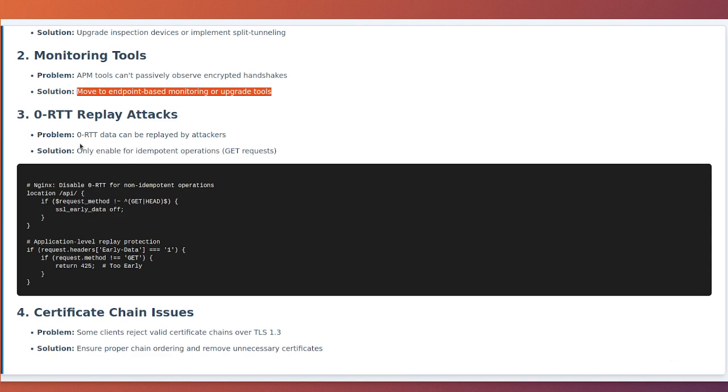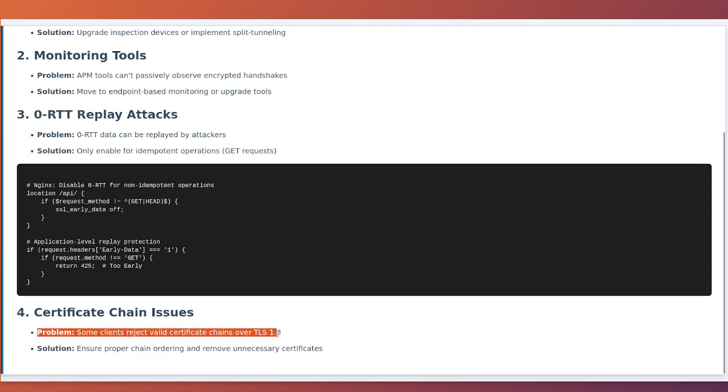Certificate chain validation sometimes causes issues because TLS 1.3 handles certificate messages differently. Some older clients may have problems with the way TLS 1.3 sends certificates, especially if you are using certificate compression or other extensions. I have seen cases where clients accepted a certificate chain over TLS 1.2, but rejected the same chain over TLS 1.3. The solution is usually to ensure your certificate chain is properly ordered and does not include unnecessary certificates.